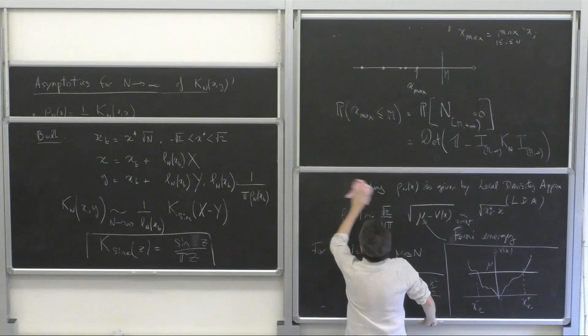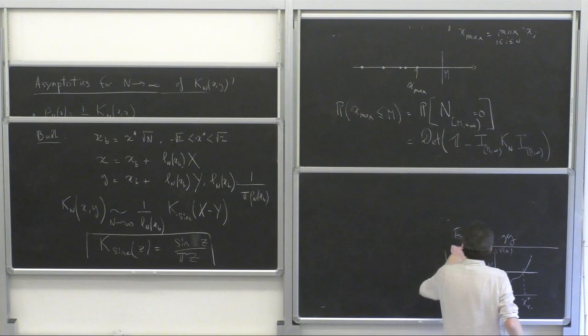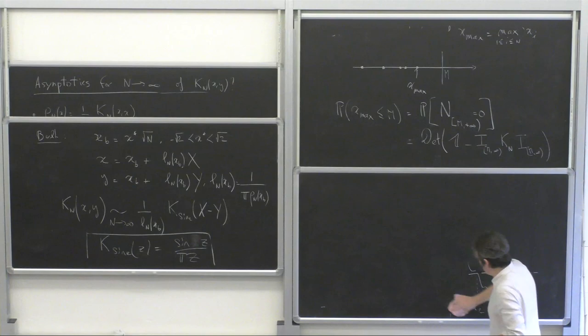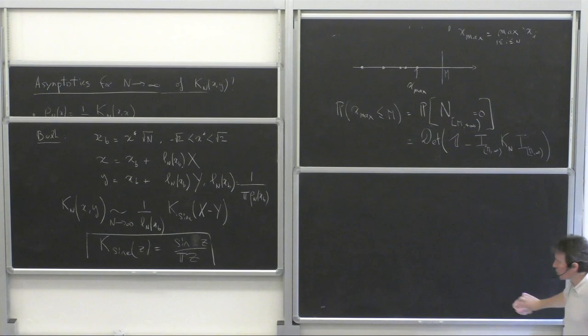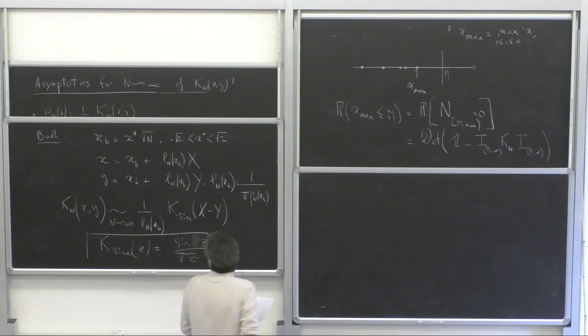What happens at the edge is that you get a different kernel. I will not do the asymptotic analysis; it's a bit more difficult. For the harmonic oscillator, you can do it by analyzing the asymptotic forms of the Hermite polynomials. So this is the last exercise proposed in today's homework: how to get the formula that I will show you from the Hermite functions that we had right from the beginning. But here I'll just give you the result.